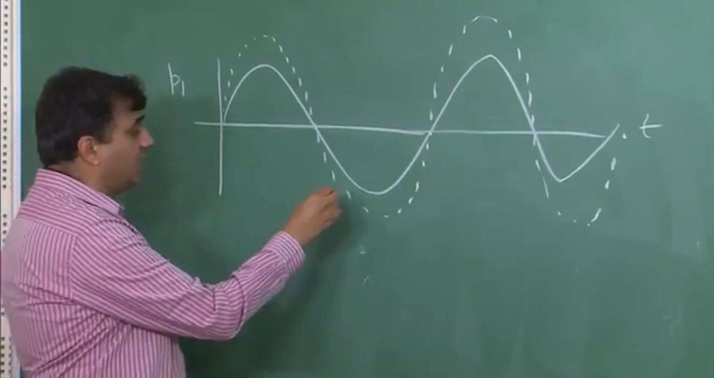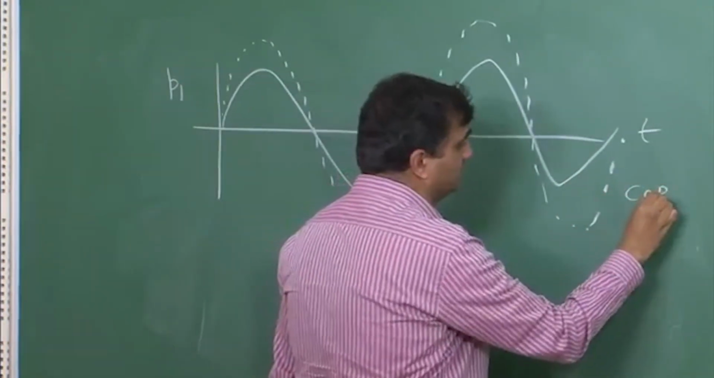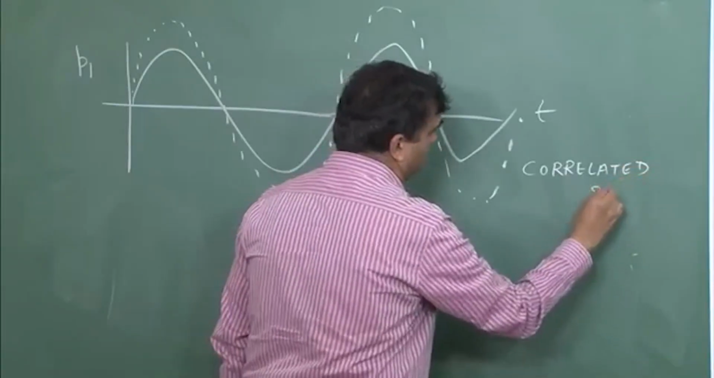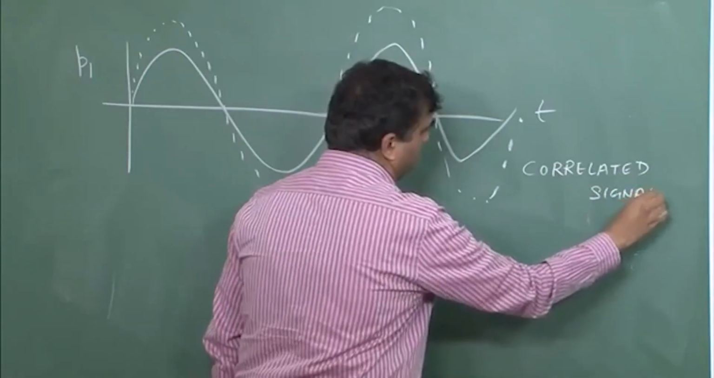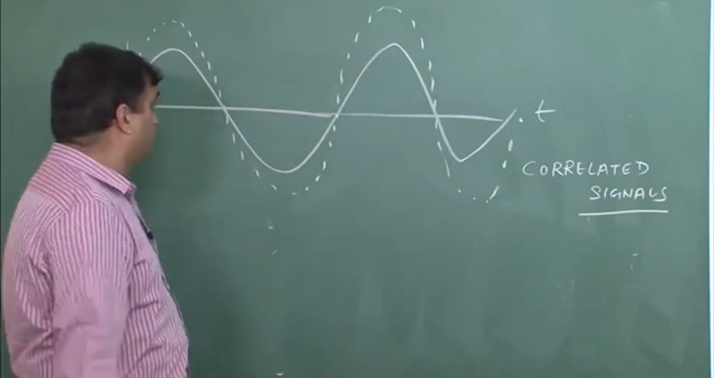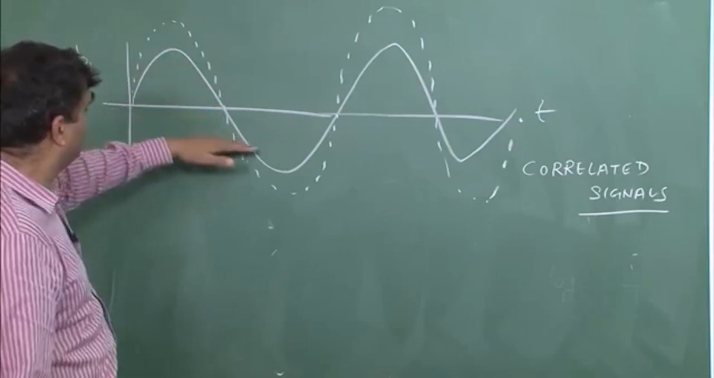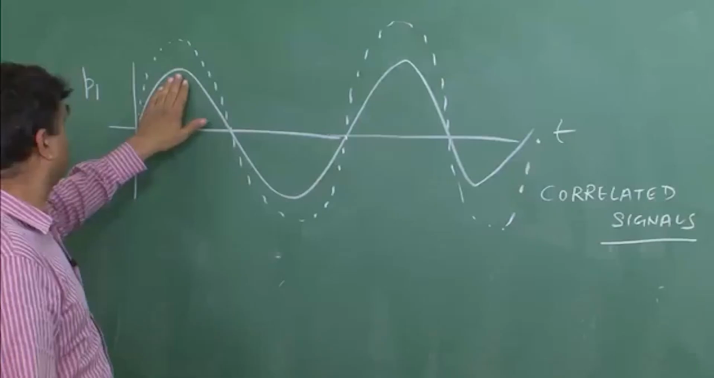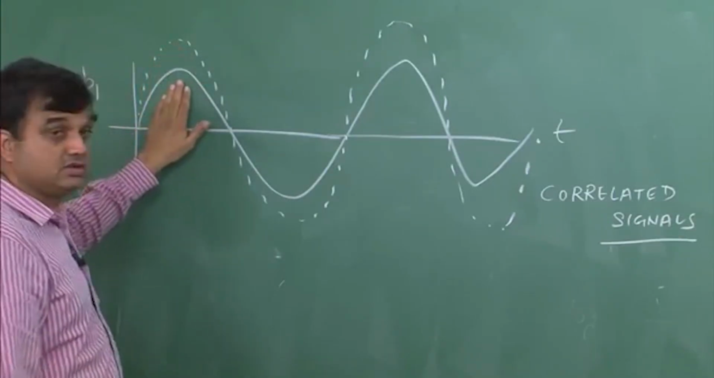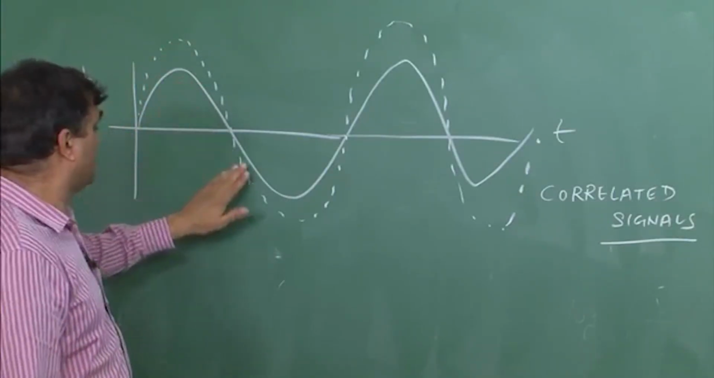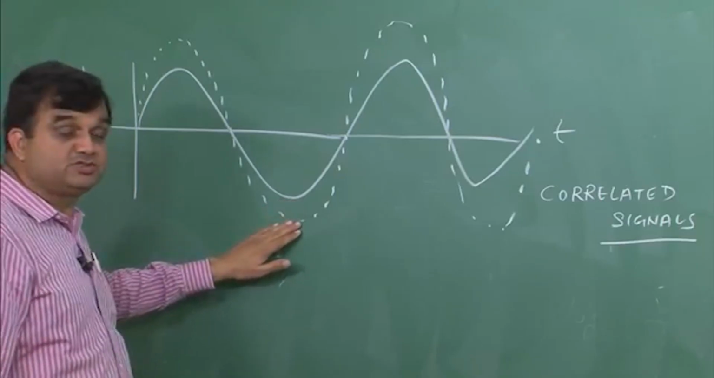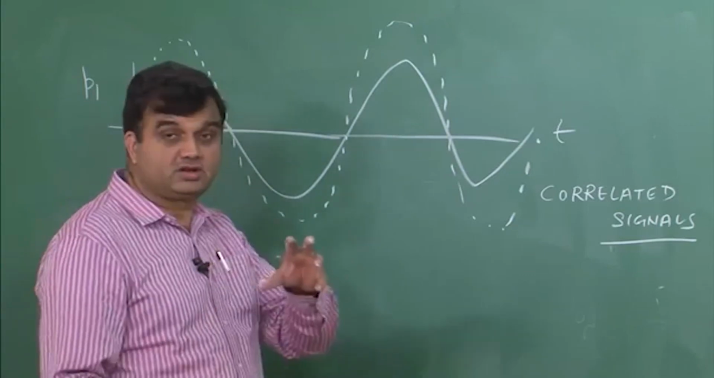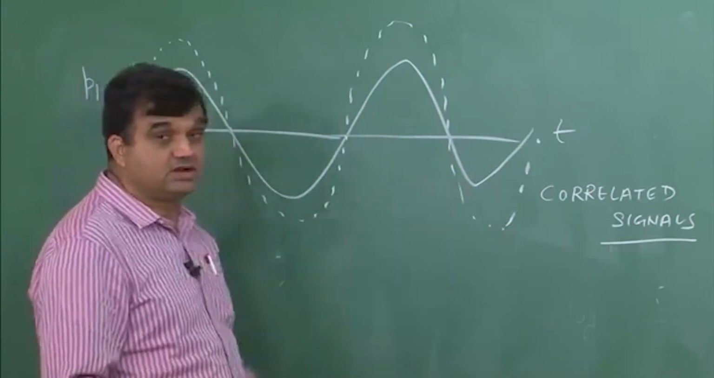These two signals are known as correlated signals. What does that mean? It means that there is a strong degree of correlation between each of these signals. In other words, when the dotted signal is becoming maximum, the solid line also becomes maximum. When the dotted signal becomes minimum, the solid line also becomes minimum. So there is a correlation between both the signals. Both the signals are dancing together. They are moving together. These are correlated signals.